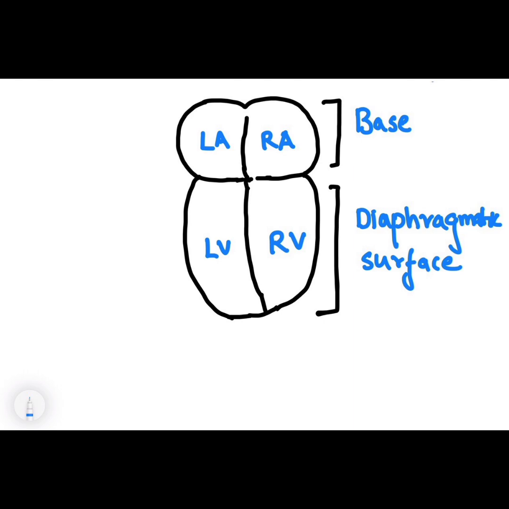Coming to the posterior view of the heart, the base of the heart is formed by the atria, and the ventricles form the diaphragmatic surface.